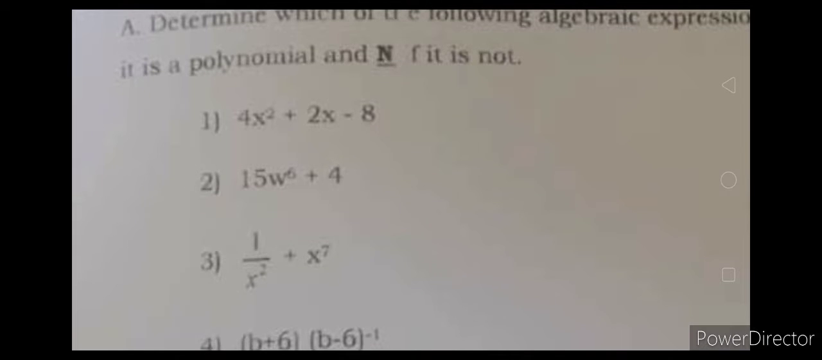Okay, number 1, 4x squared plus 2x minus 8. Check nyo kung ang exponent is tanan positive, nakapasa. May negative, may fractional ba na exponent? Wala. Okay, so, then that is a polynomial. Number 2, 15w raised to 8 plus 4. Okay, yung sa first term natin, 15w raised to 8, ang exponent dyan is 6, coefficient is 5. And then plus 4, 4 is constant.